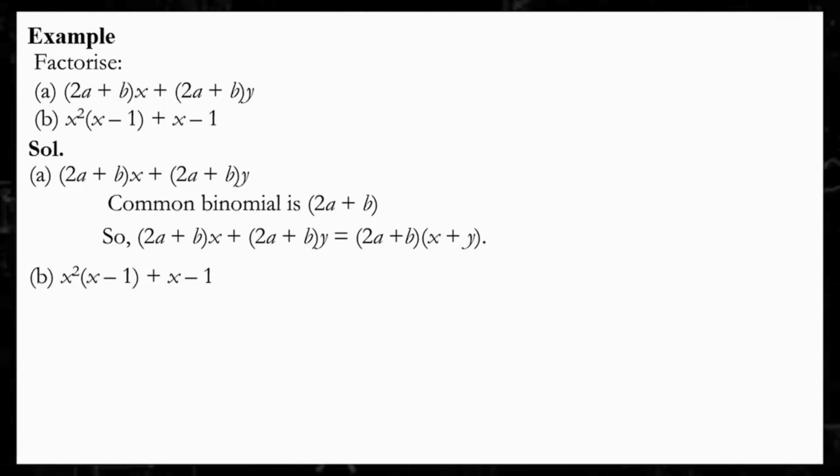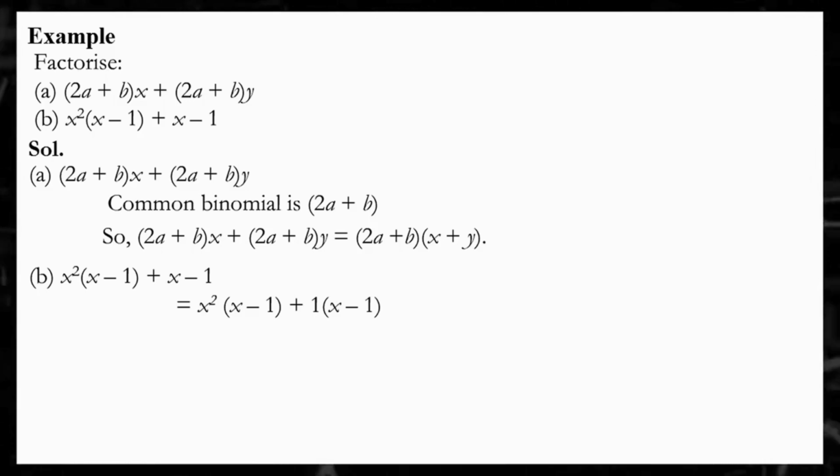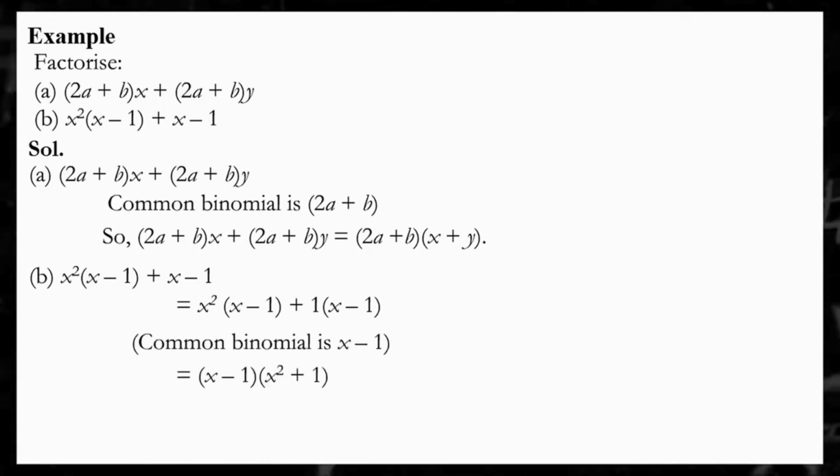B, x square into (x minus 1) plus x minus 1, which is equal to x square into (x minus 1) plus 1 into (x minus 1). The common binomial is x minus 1, which gives (x minus 1) into (x square plus 1).